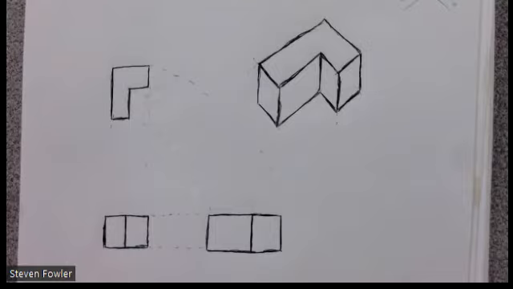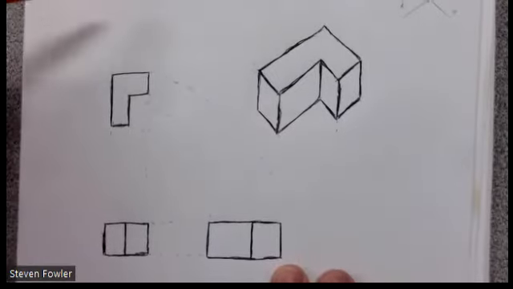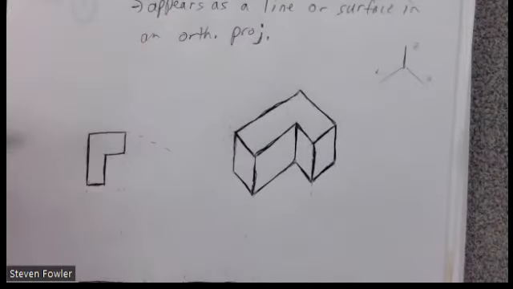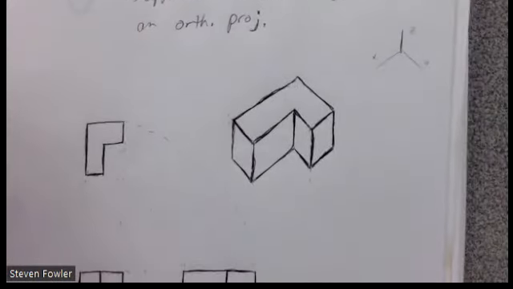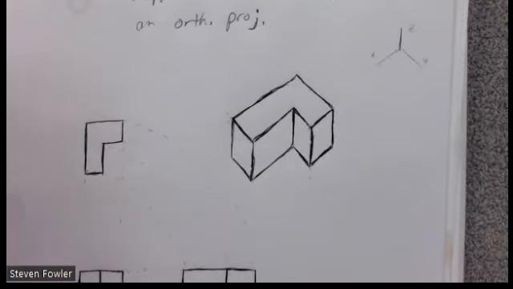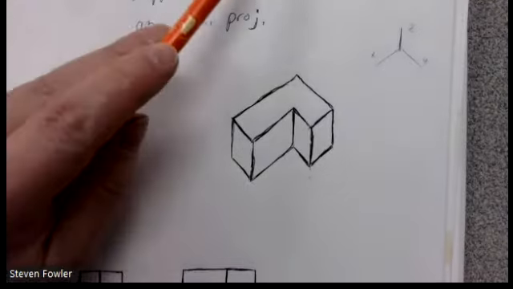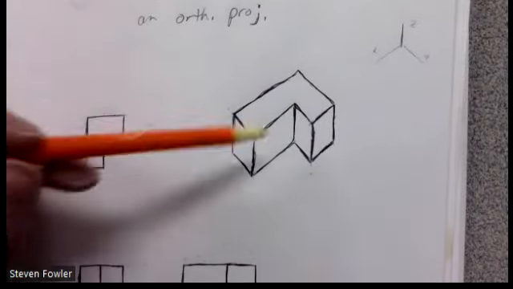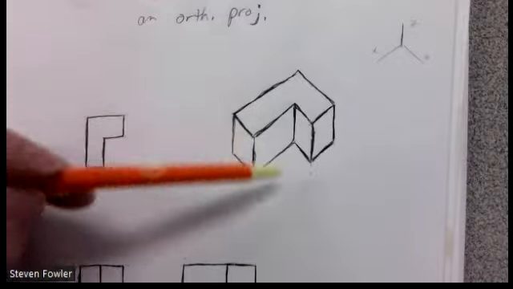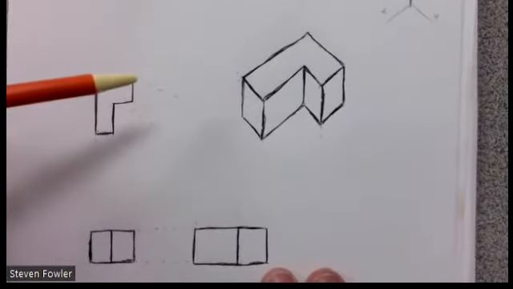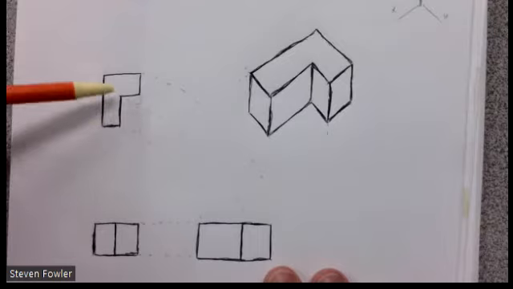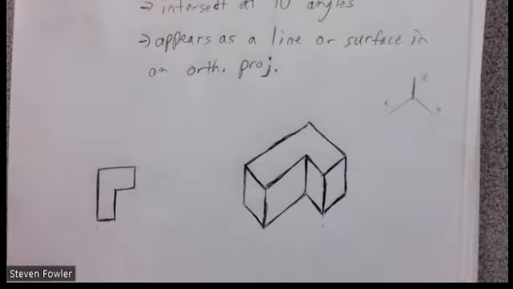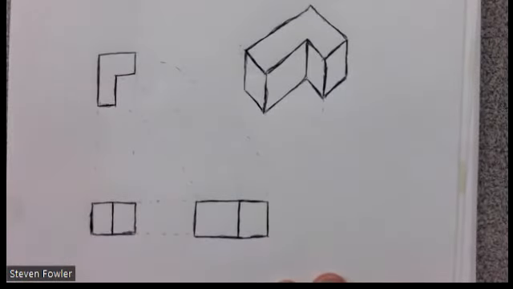So all of these are, again, what we're talking about here is normal surfaces. All of these are normal surfaces. These are all intersecting at 90 degrees with each other. They're all either vertical or horizontal. If this thing was a real object, I should 3D print this so we can show it. If this is a real object in front of us, all of these are either vertical or horizontal. They all intersect at 90 degrees, and they all end up being either lines or a face when we view them in front, top, and right.